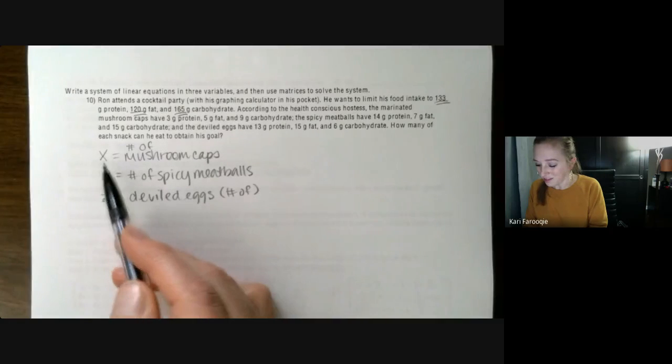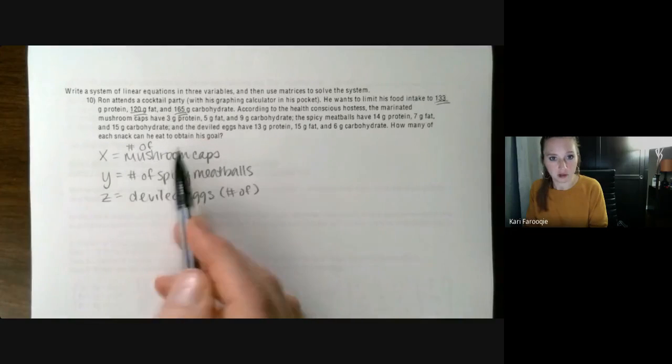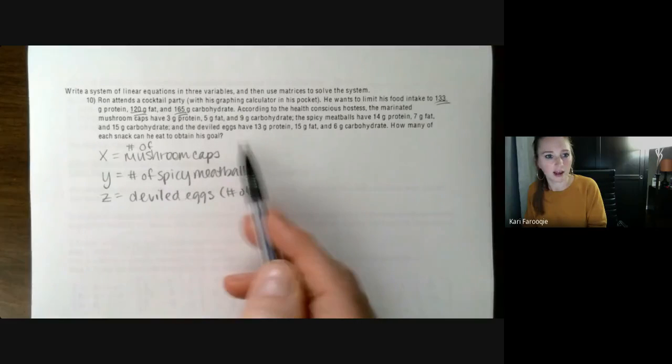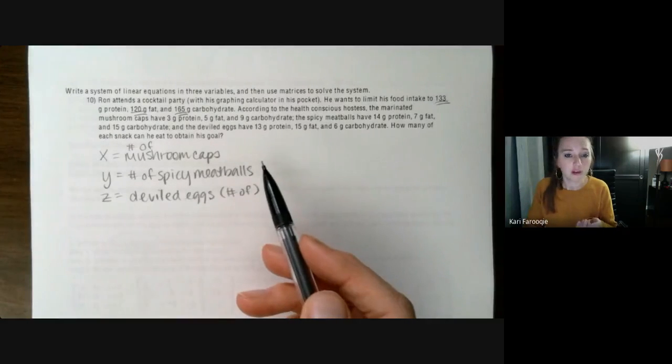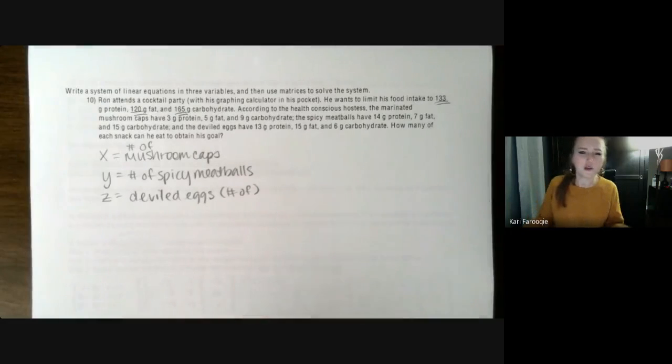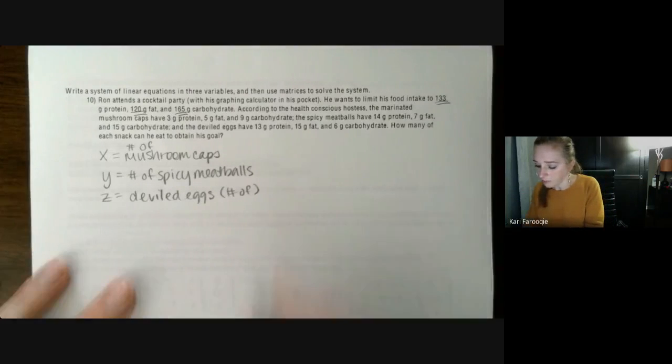So that means I'm looking at X mushroom caps times 3 grams of protein plus Y spicy meatballs and the protein that's in that, et cetera, et cetera. We want that to be equal to 133. And I know you might be thinking, well, he's limiting it to 133. So isn't this technically like an inequality system? I guess, but imagine that he's going to be eating 133 grams of protein, 120 grams of fat, and 165 grams of carbs. That is what he's going to eat. We're not going to make it less than or equal to in this case.